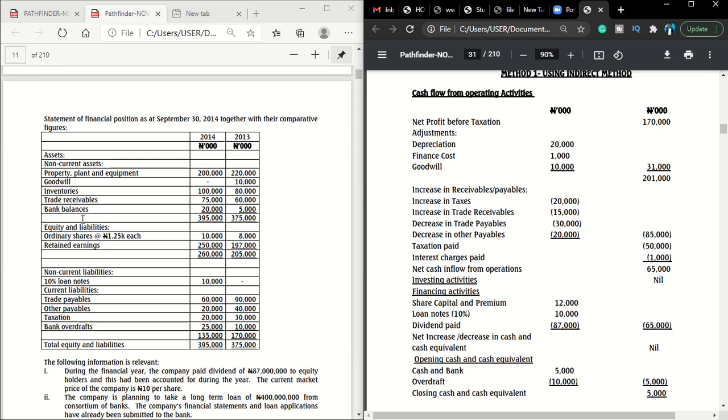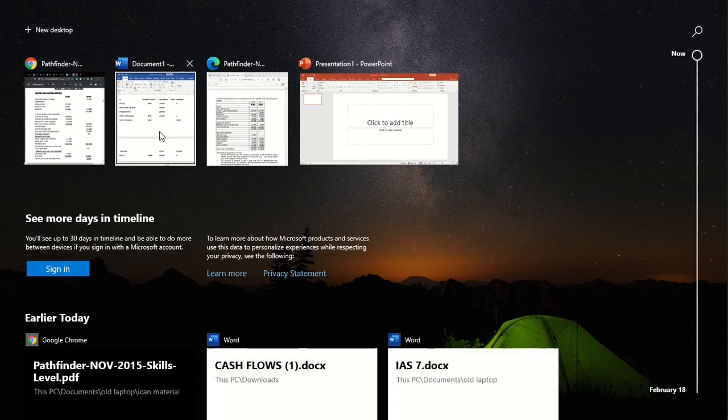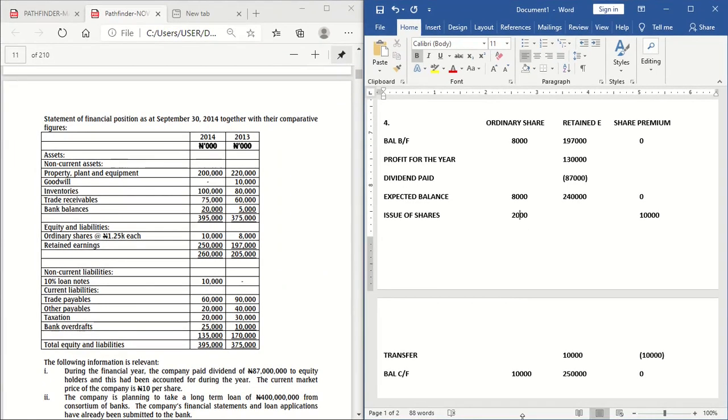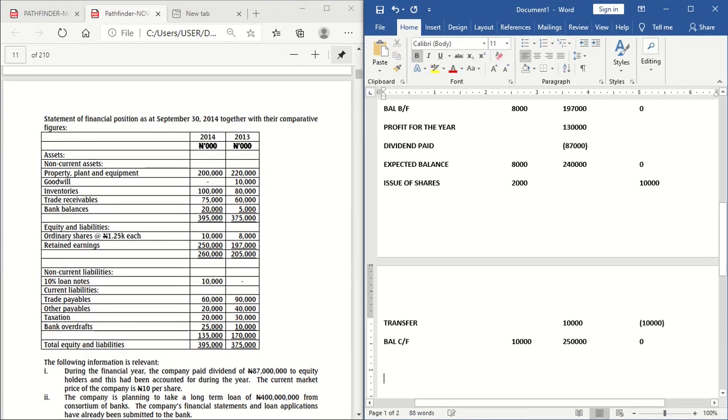Aside from that, let us go. We are done with equity. So after I'm done with equity, don't forget, two things affect financing activity: things that affect your equity and long-term borrowing. So I'm done with equity, so I can move to long-term borrowing. What happened under long-term borrowing? I will come here under my workings note 5. Working note 5 is talking about 10% loan.